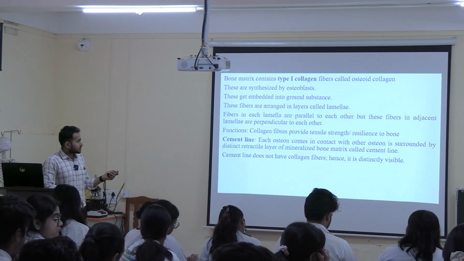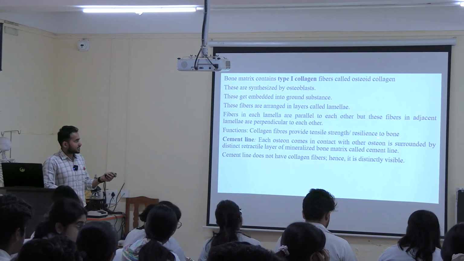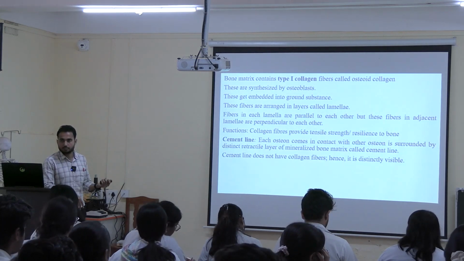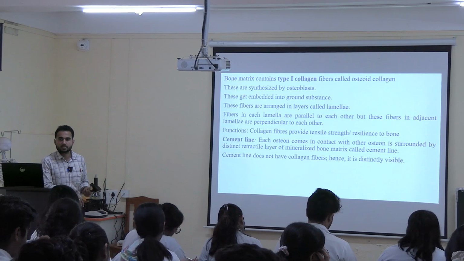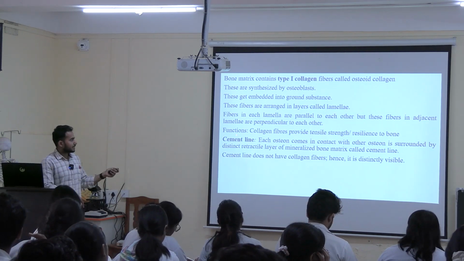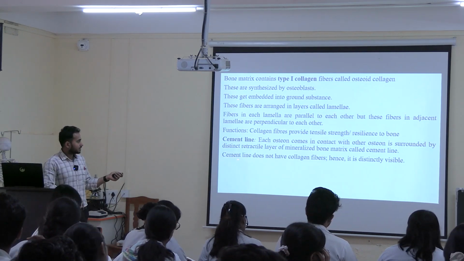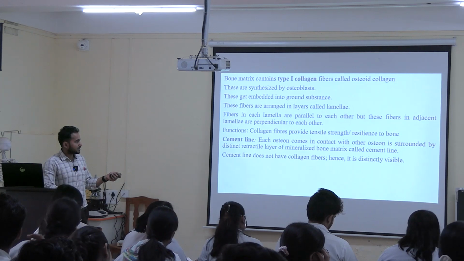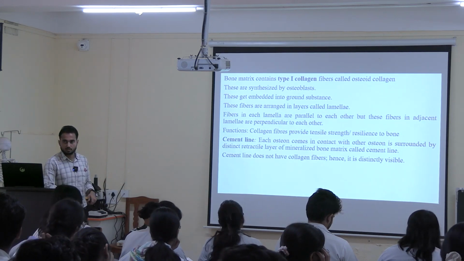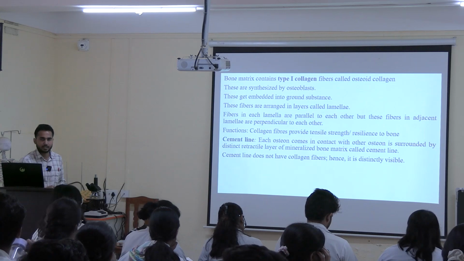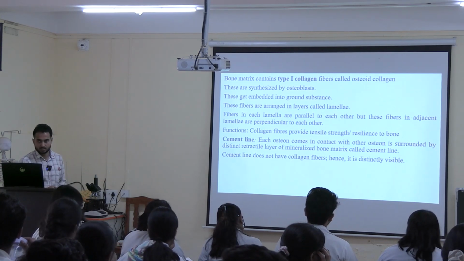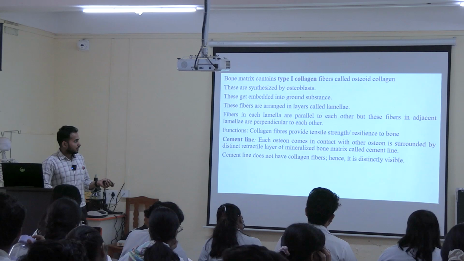Next, what are the functions? Collagen fibers provide tensile strength and resilience to the bone. That is very important, and that's why these collagen fibers are present. Next, cement lines. Already I have told you what the cement line is. The cement line does not have any collagen fibers, and it is distinctly visible. In between the two concentric lamellae, the cement line is present.